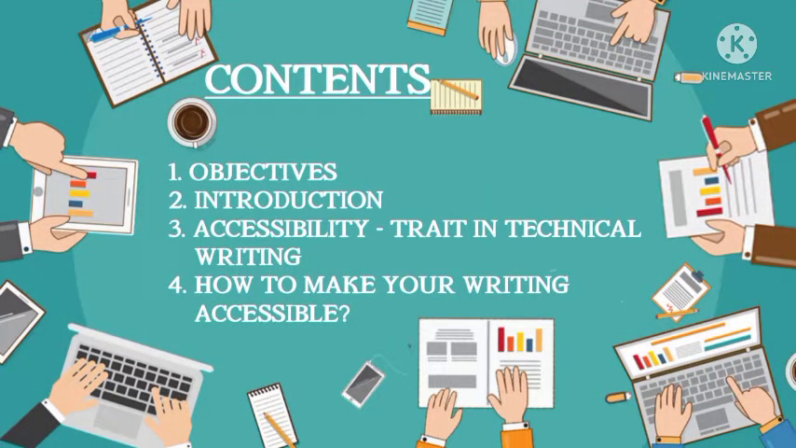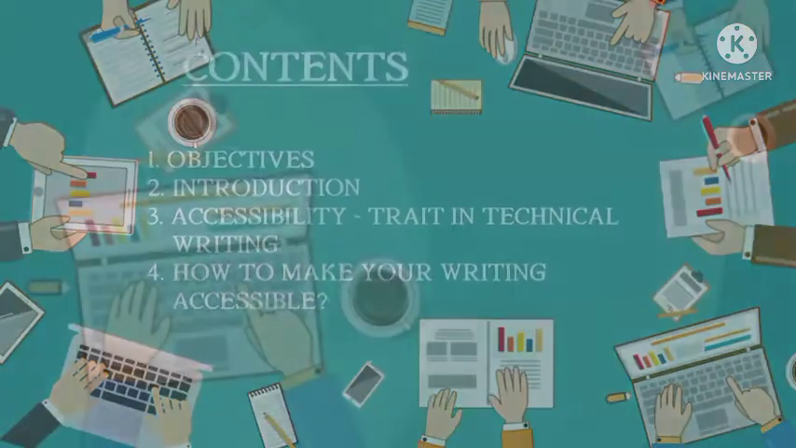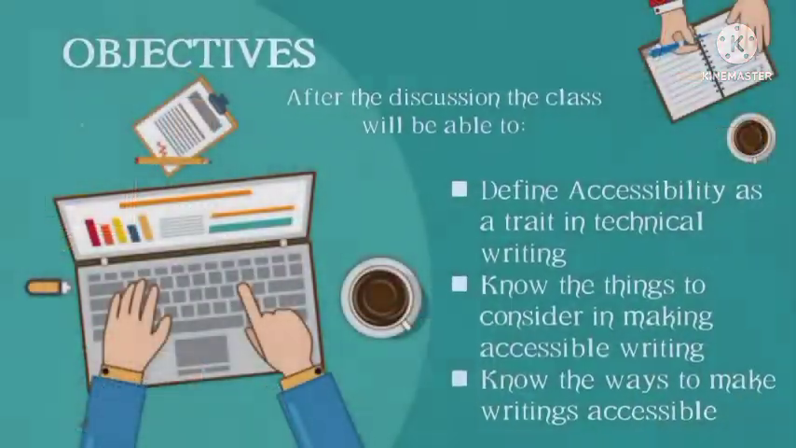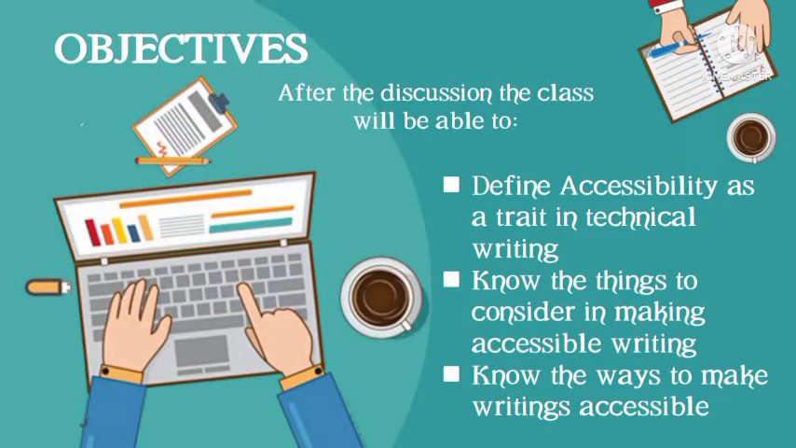The contents of my report: 1. Objectives. 2. Introduction. 3. Accessibility trait in technical writing. 4. How to make your writing accessible. These are the objectives of this report. After the discussion, the class will be able to define accessibility as a trait in technical writing, know the things to consider in making accessible writing, and know the ways to make writings accessible.